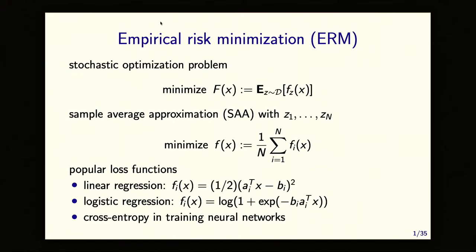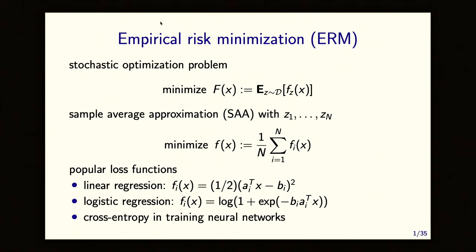The problem we consider is empirical risk minimization, the standard setting for machine learning. In machine learning, the fundamental problem is really a stochastic optimization problem. For each data sample z, you define the loss function f_z(x), where x is the variable in your machine learning model. You want to minimize the expectation when z follows a certain distribution. Of course, in reality, we can only do finite samples. That's why we have this sample average approximation, which is this empirical risk minimization problem.